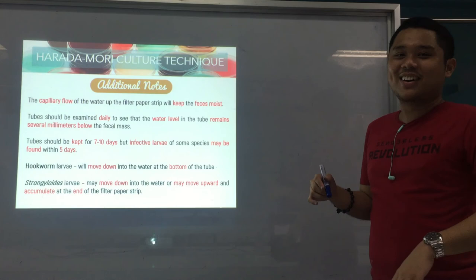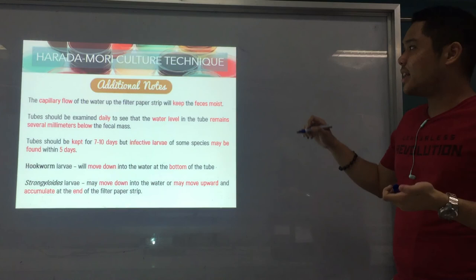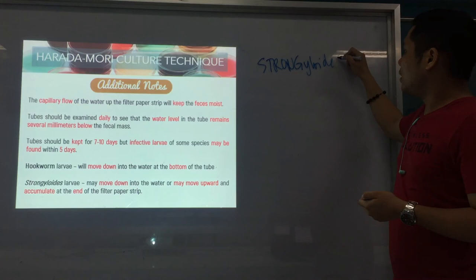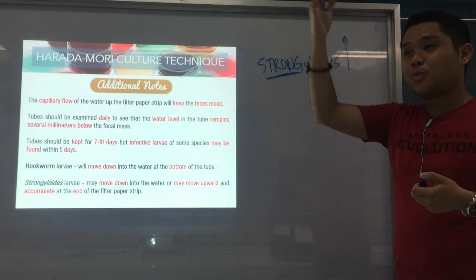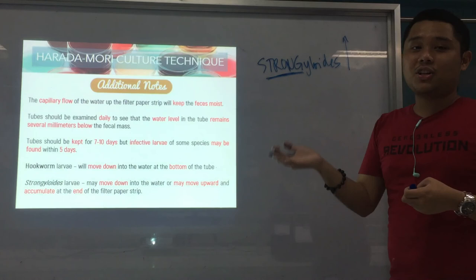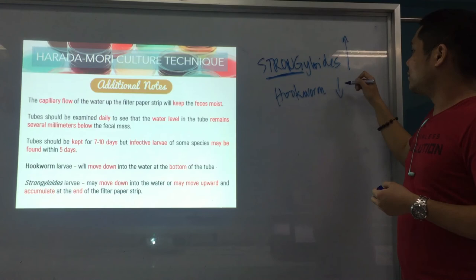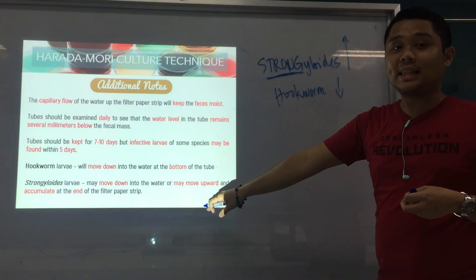Okay? Alright. So there's a question of how do I remember this? Strongy, from the name, strongy is strong, so it is the one that will go up, okay? Because it's strong, strongyloides. And of course, the hookworm will go down, okay? But according to here, strongy can go up or down, okay? And if it goes up, it will accumulate at the end of the filter paper strip.